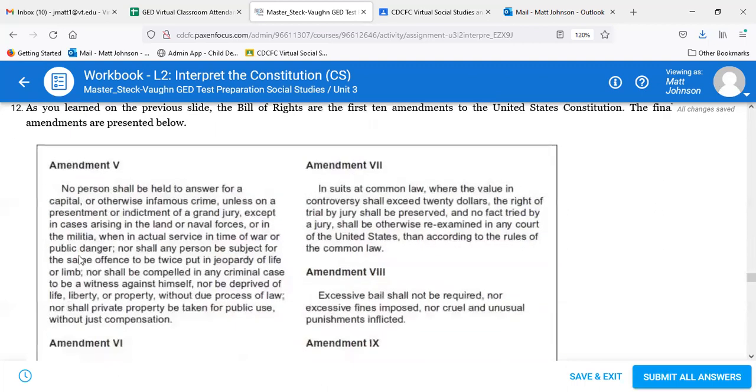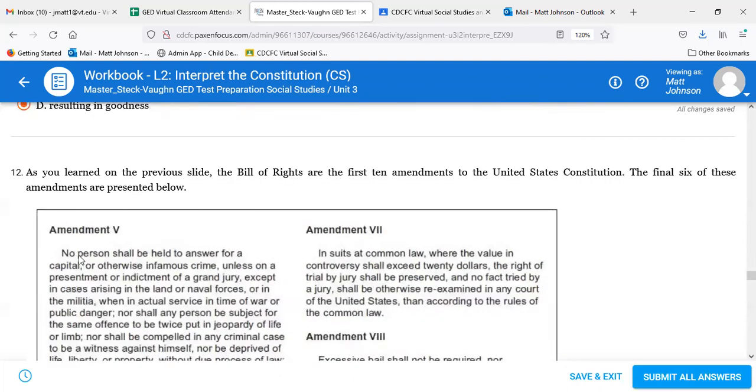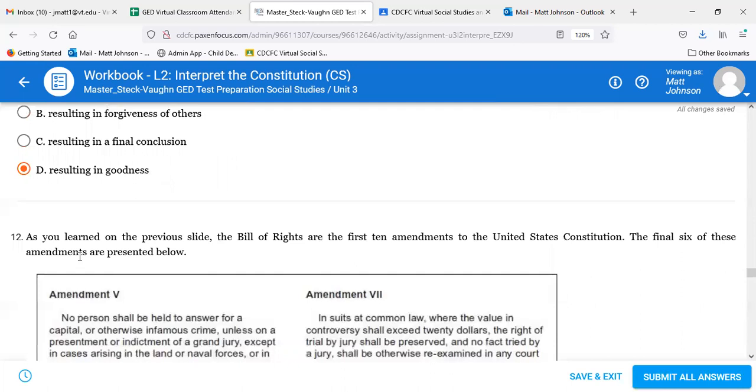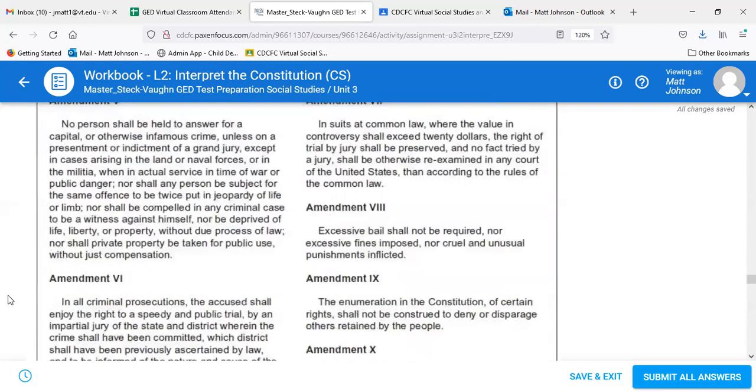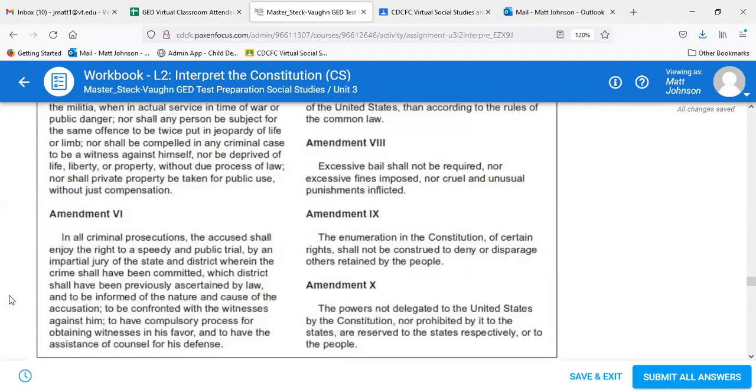And more amendments, just like we said here. So it says, as you learned on the previous slide, the Bill of Rights are the first 10 amendments to the United States Constitution. The final 6 of these amendments are presented below. And you're going to see a little bit of a similarity in the rest of the rights here.